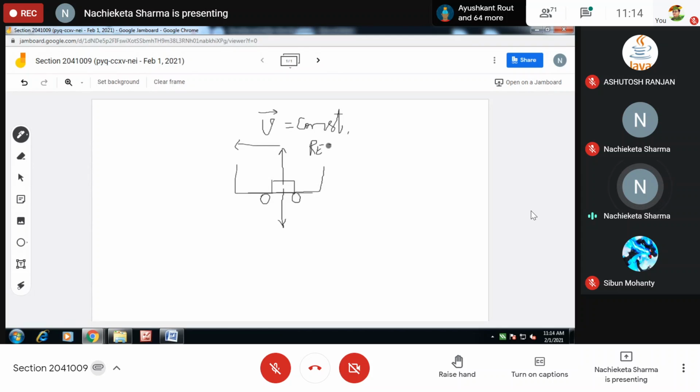Is frictional force acting on the box? No, sir. Is there Fs? Is there Fk? Kinetic will be there, but static force won't be acting. Kinetic force will be there. Why will kinetic force be there?